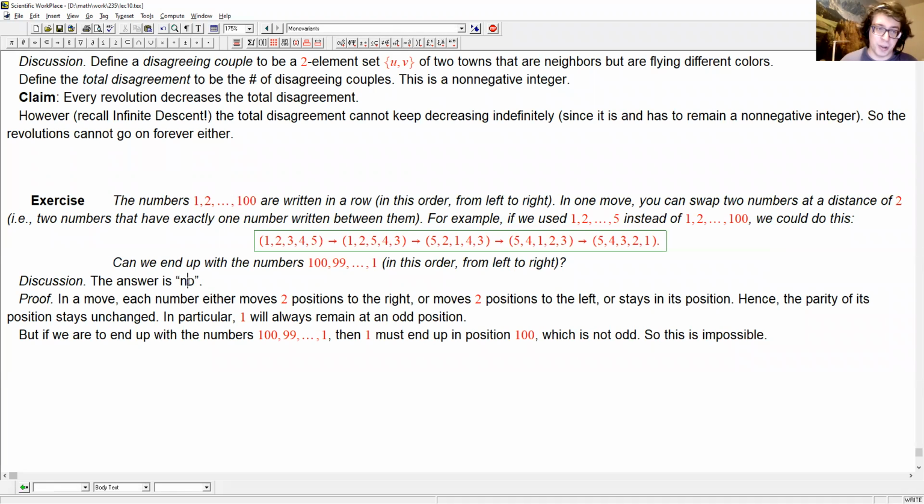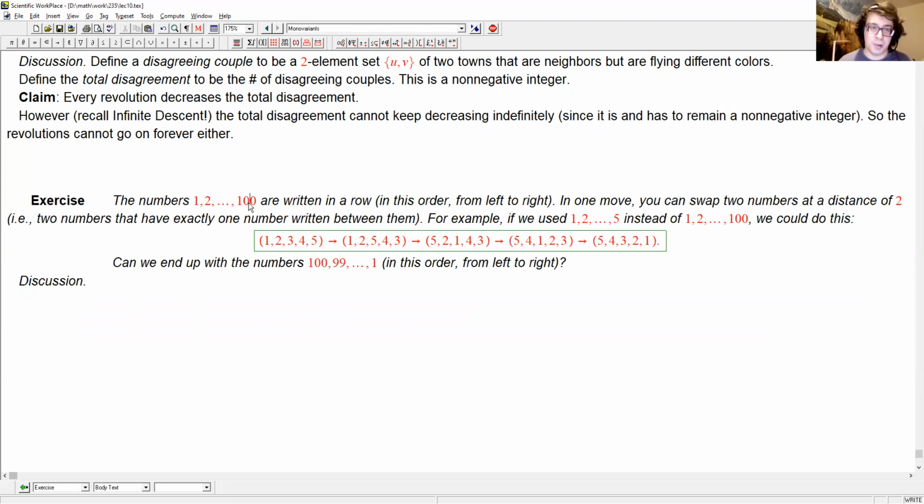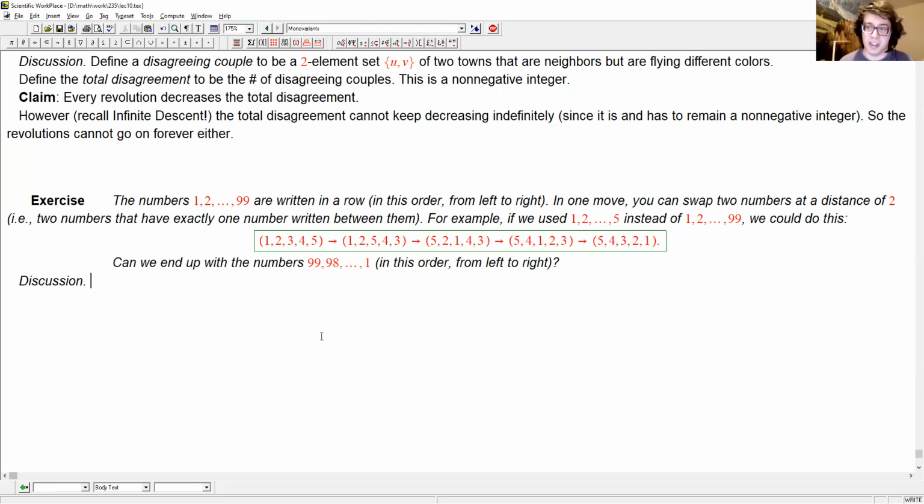And the answer was no, because numbers that are in odd positions remained in odd positions, and numbers that are in even positions remained in even positions. Now, I'm going to replace 100 by 99. And now the goal is the same. Can we reverse their order?